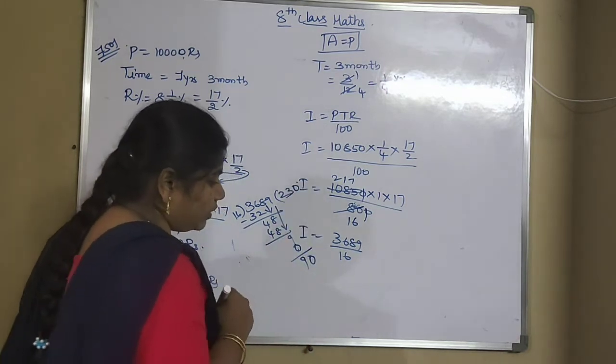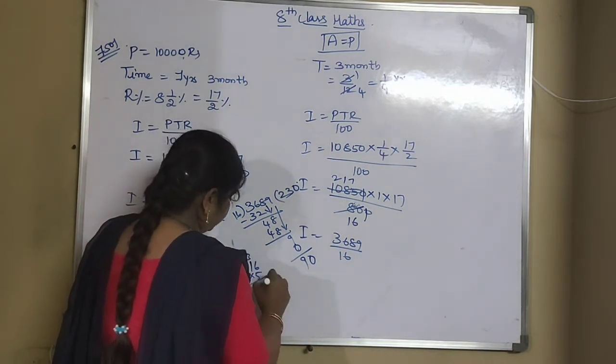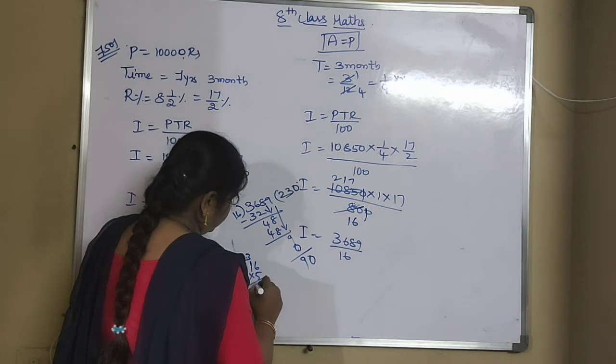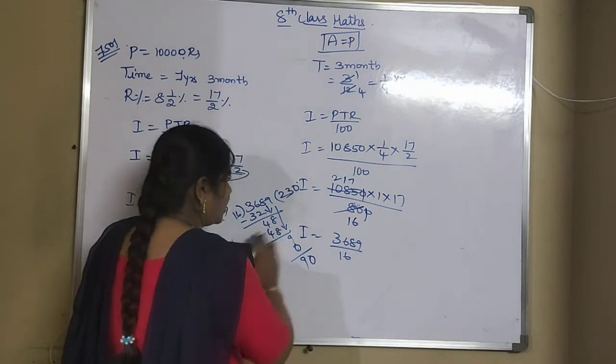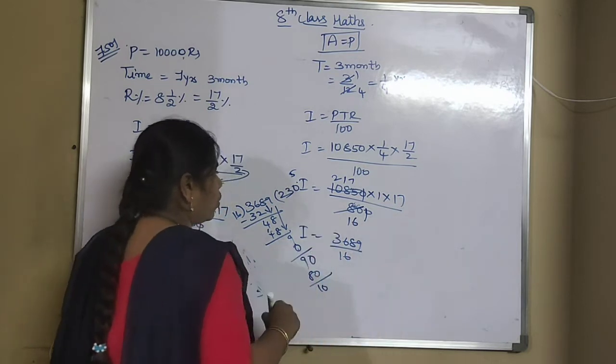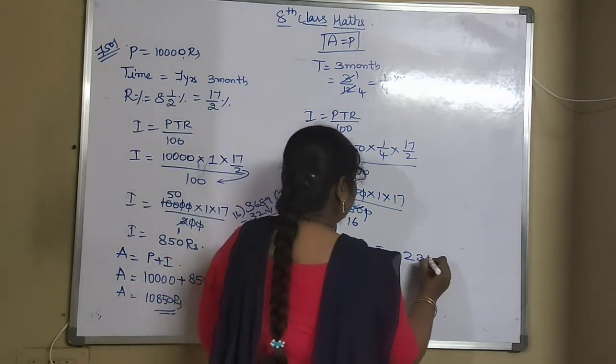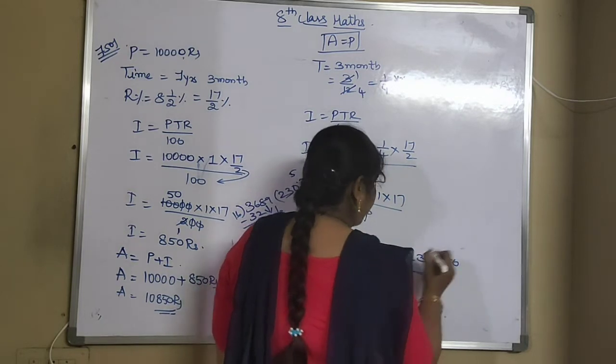How many times will it go? 5 times, you see. 16 5s are 80. 10 you will get and it will go on. So what is the interest value you got? I is equal to 230.50.